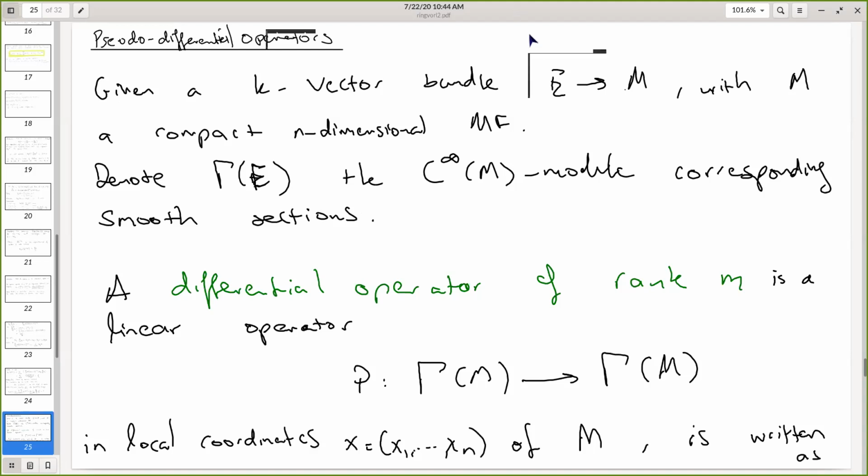Okay, now let us come to something called, before I define anything else, I want to define what a pseudo-differential operator is. How many of you are familiar with the concept of pseudo-differential operators? If anyone is not familiar, can he or she please write in the chat, I'm not familiar. Okay.